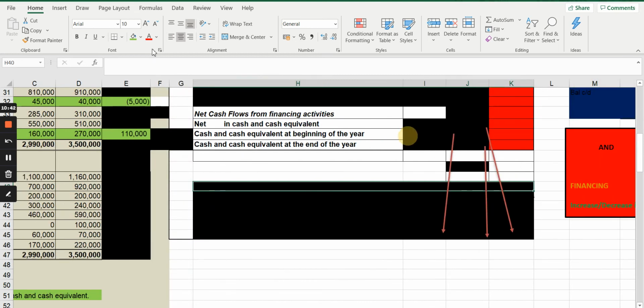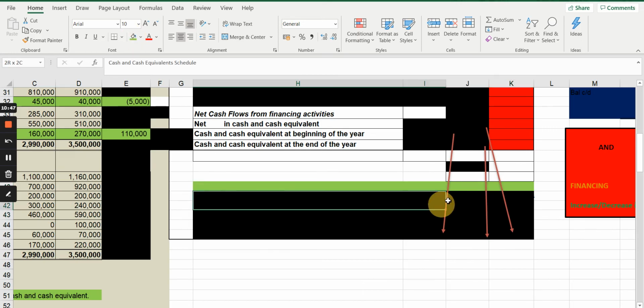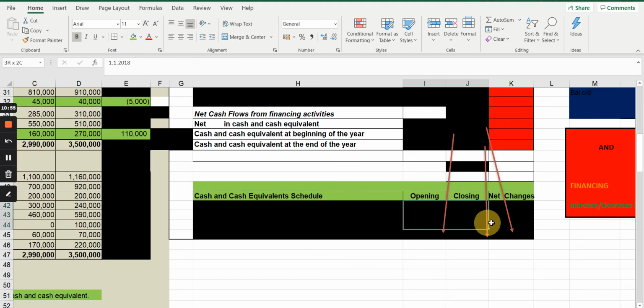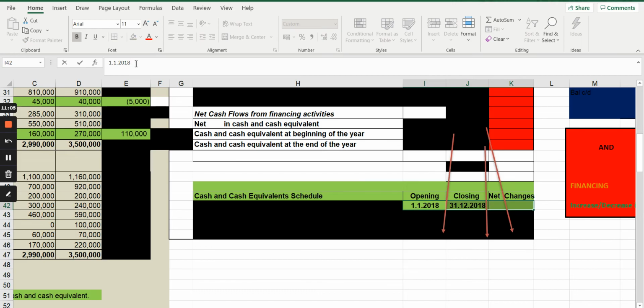I have this done for you, so you should prepare this cash and cash equivalent schedule. Put the title, cash and cash equivalent, put the opening balance. The opening balance means the one which is 1st of January 2018. Sorry, this is 1st of January 2017 actually. Let's make some correction there. This one is 31st of December 2017.